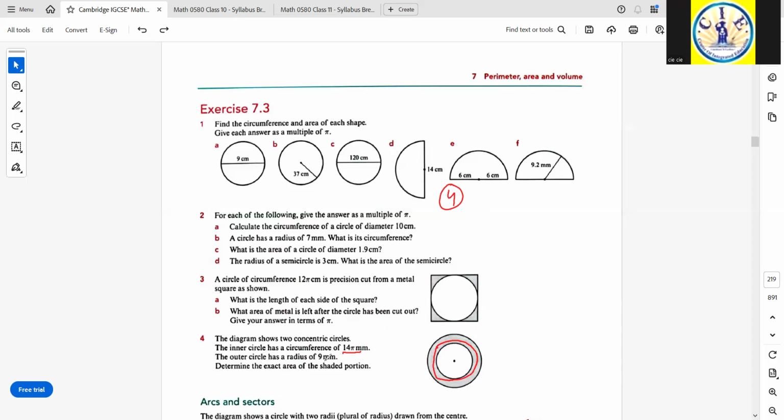The outer circle has a radius of 9 millimeters. So the radius of the outer circle, from here till here, this distance is 9 millimeters. Determine the exact area of the shaded portion. Okay, so the area of the shaded portion is given by area of the outer circle minus area of the inner circle.